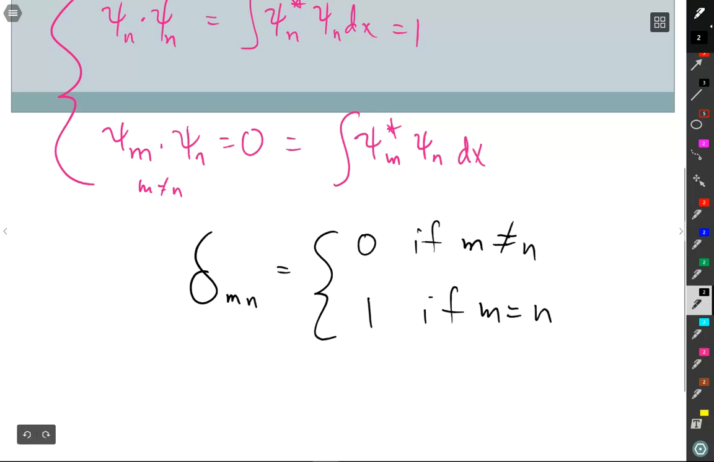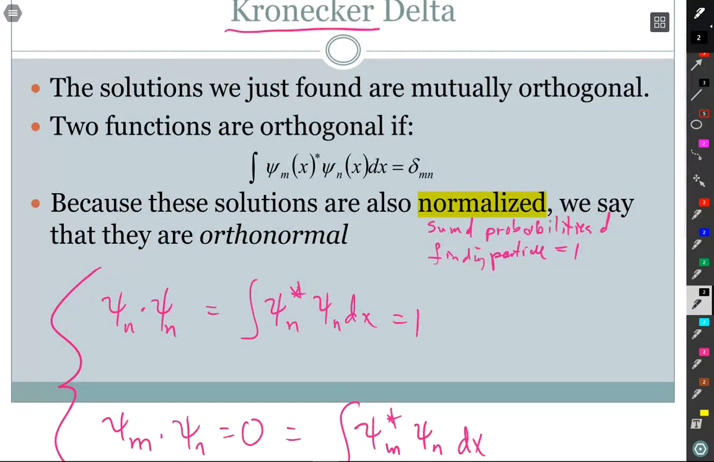So it's very useful, and it allows us to combine those two equations into one simple equation, and we call it the orthonormal relationship, because it is going to require orthogonality and it requires normalization. So both of those things are combined into one equation.